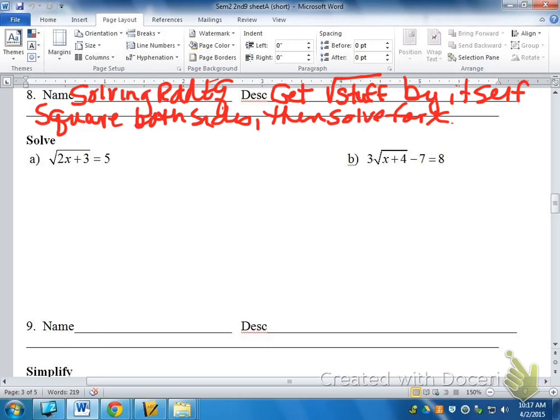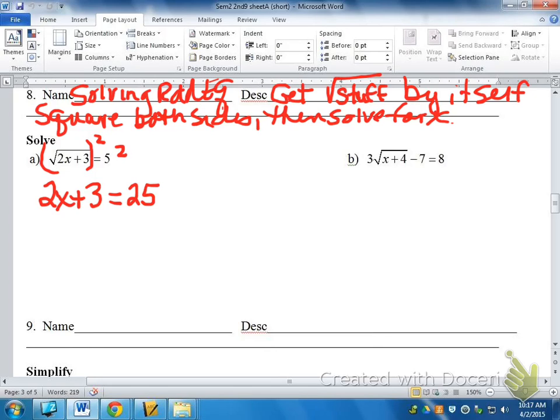All right, so on A, the square root is already by itself. So square both sides means you're going to square this side, and you're going to square this side. When you square the left, the square and the square root are inverse operations. They cancel each other out. So the left is now 2x plus 3. And on the right, 5 squared is 25.